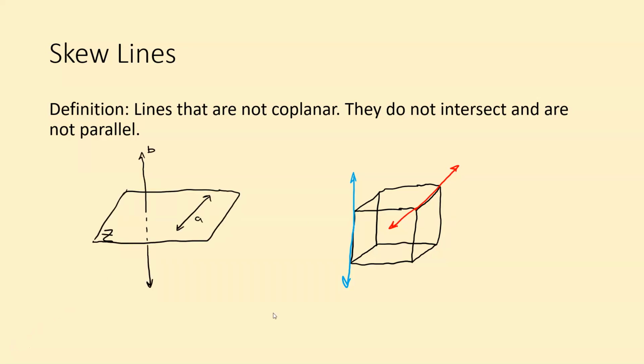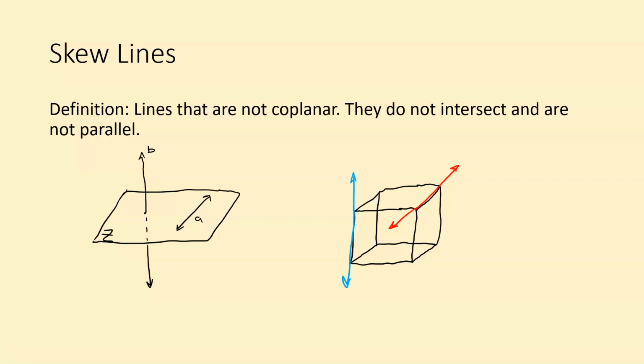Another way you might see skew lines drawn, for example, is I have this plane Z here, and then I have this line which exists on that plane, and then I have this other line which is only passing through this plane at this one point here. So clearly the lines themselves don't share the same plane, and they do not intersect because this line only passes through this plane at one point, and at that point it is not intersecting with that line. So that is another way you'll see skew lines illustrated.